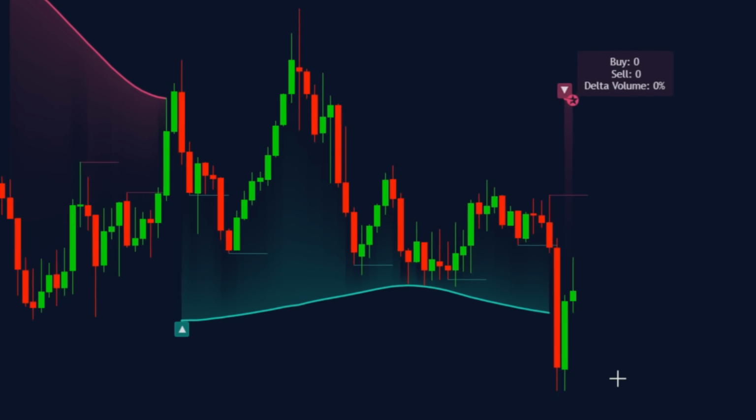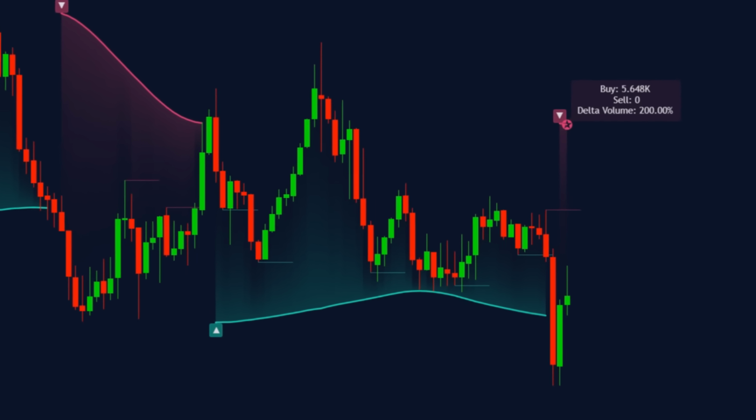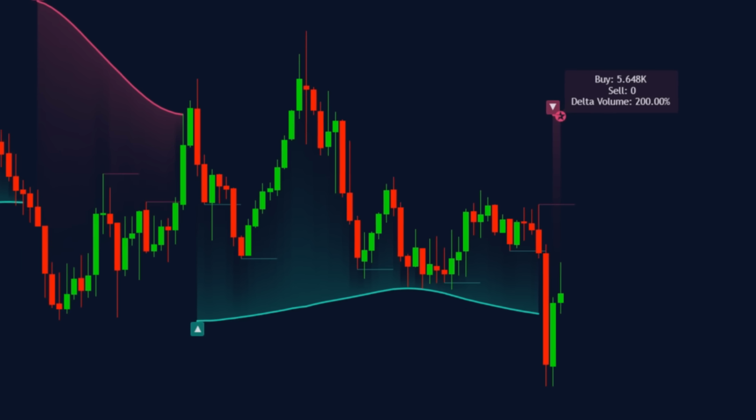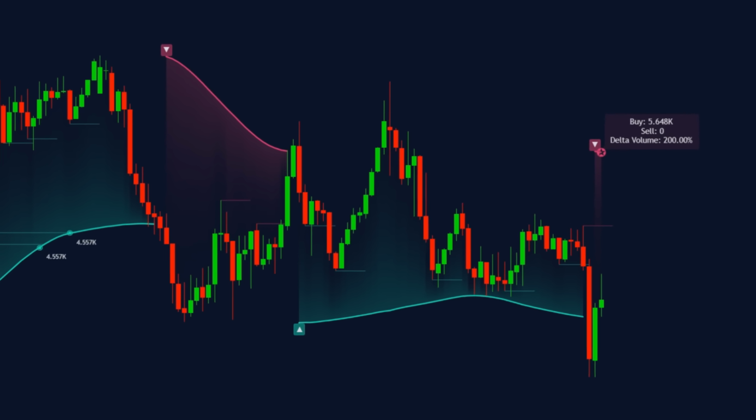Whenever the delta volume is between -10% and plus 10%, the market is ranging. Do not trade. I repeat, do not trade when the delta is close to 0.